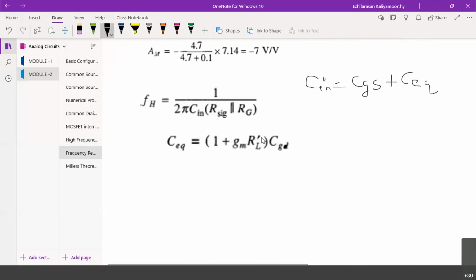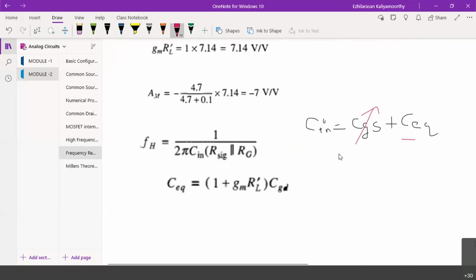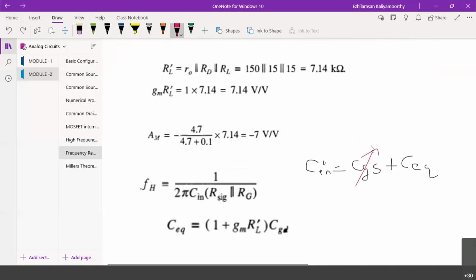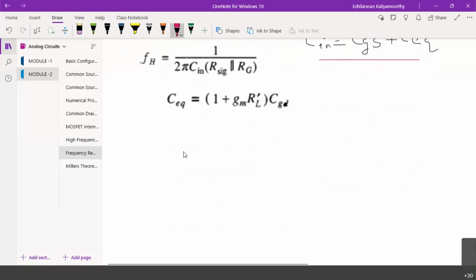But in the previous figure, in the numerical, we eliminated this CGS and took only C equivalent. So now, don't eliminate, keep this. Now substitute the expression. This is C equivalent value, and we know the CGS value also from the numerical. From that we can calculate.